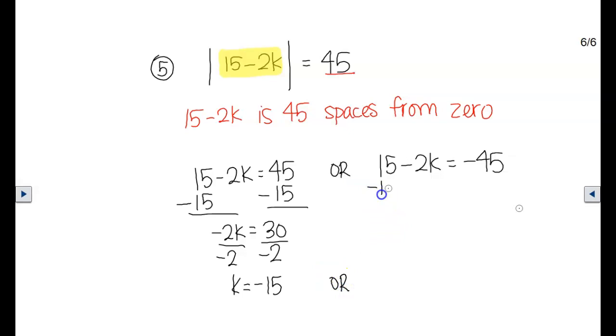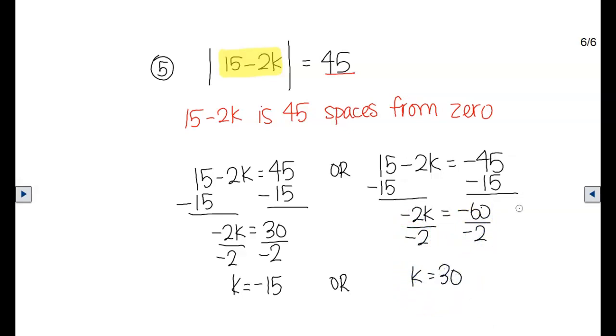Second problem, we do the same steps. We subtract 15. That gives us negative 2k is equal to negative 60. We divide each side by negative 2. And we find out that k could be a positive 30.